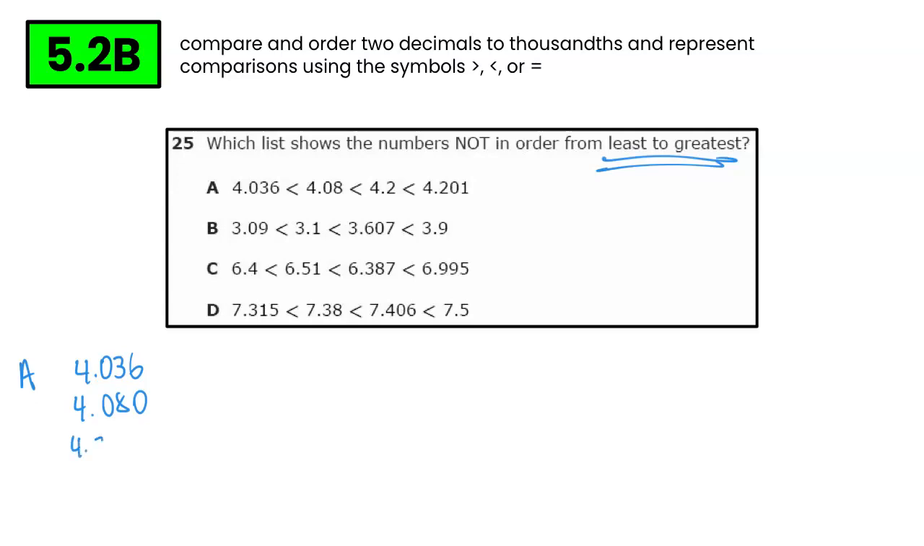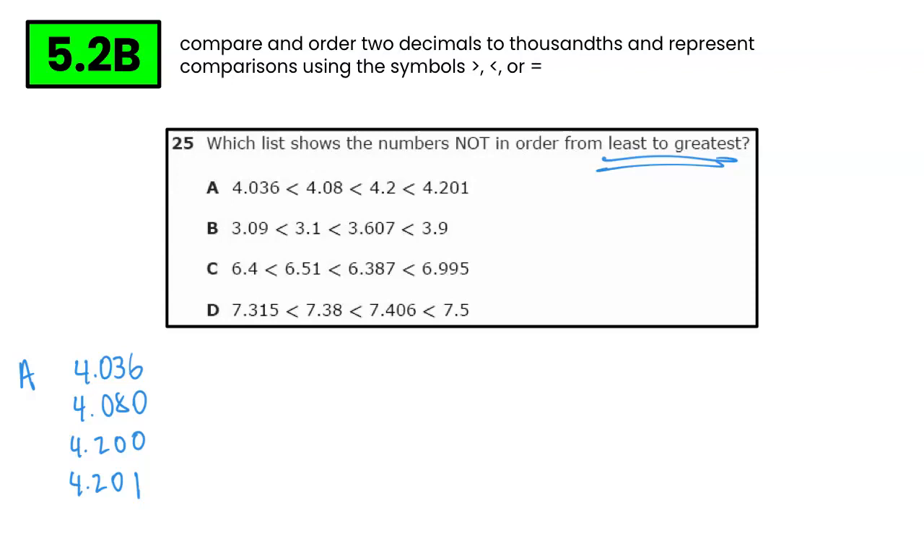Then for 4.2, we're going to have them write out the 2 zeros so that we can again get all the way to the thousandths place. And finally, 4.201. Then, because we see that in the ones place, each number has a 4, all we're going to have to do from here on out is compare how many thousandths each of these numbers has.